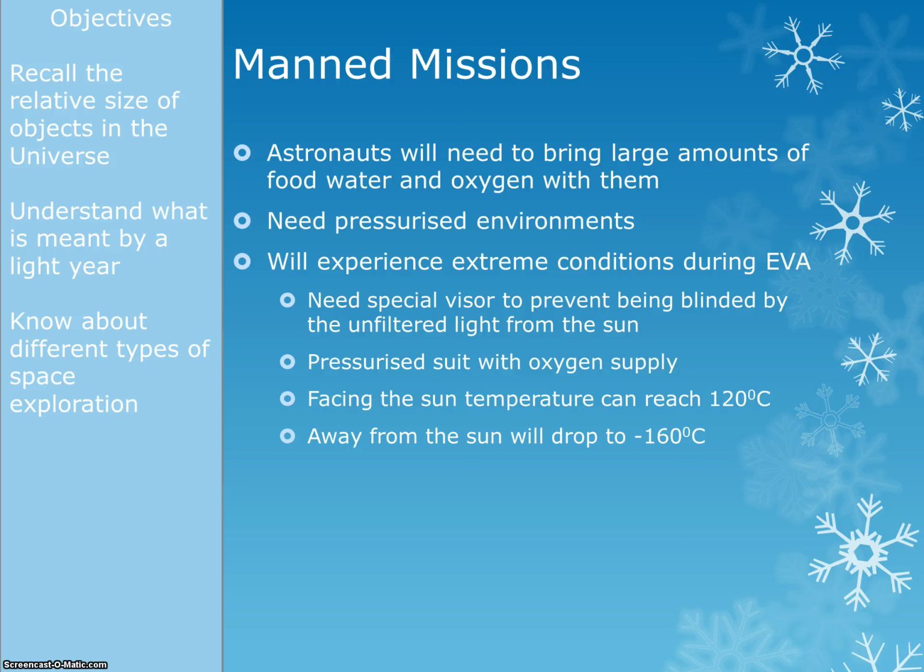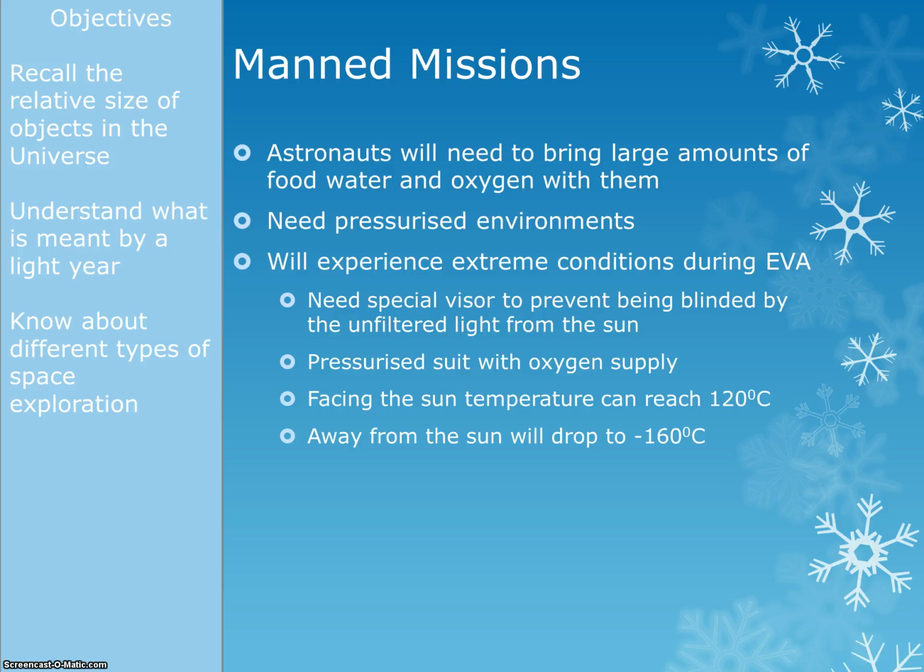Okay, so manned missions, what do we need to know? Well, if we're sending astronauts anywhere, they need to take food, water and oxygen with them. They need to be living in pressurised environments because we need pressure so we can breathe. If we send them out on EVA, so if we send them outside of our pressurised vehicles, they're going to need really specialised equipment because they need special filters to stop the sun from blinding them because it's unfiltered.